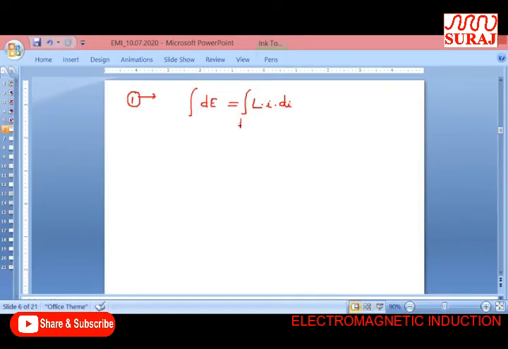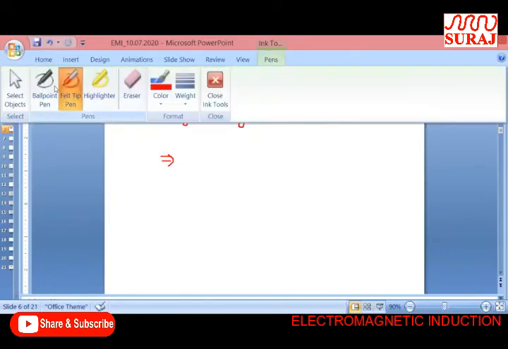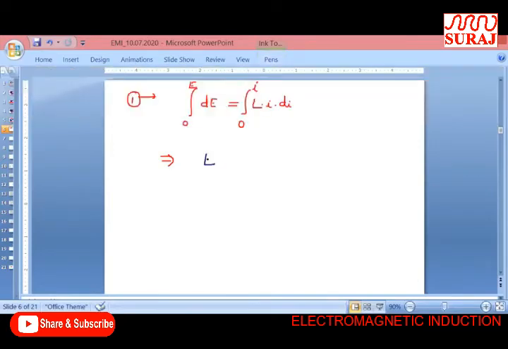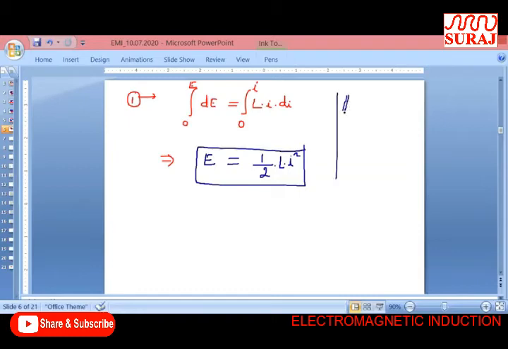Now to calculate the power dissipated, suppose initially the current is 0, and at any time t the current is I. Then the energy stored in the inductor in time t, when there is a current I through the inductor, integrating this we will get half L I square.